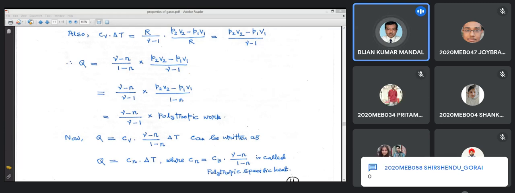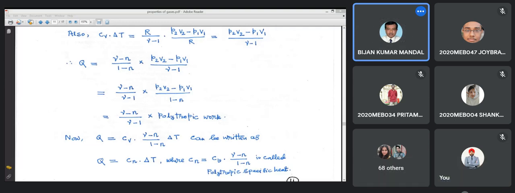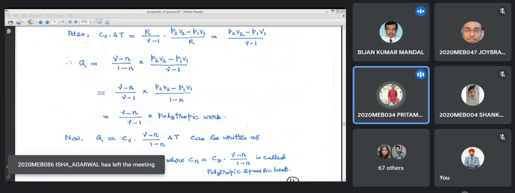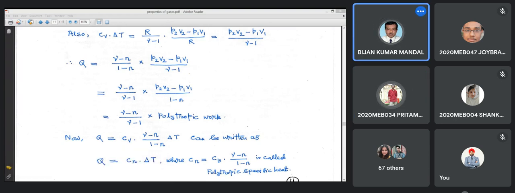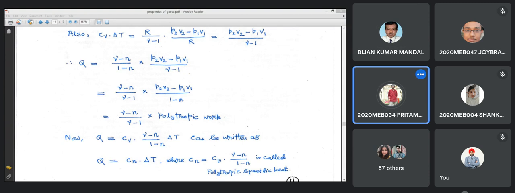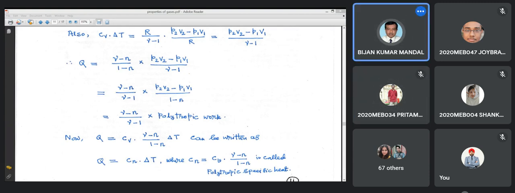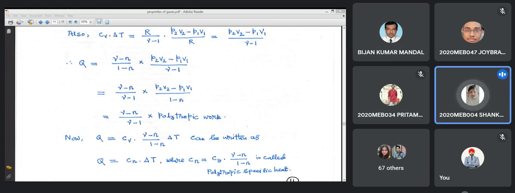What will happen if N is equal to gamma? Yes, 0. If the value of N becomes equal to gamma, then gamma minus gamma is 0. So the value will be 0. What does it mean physically? The process will become adiabatic.